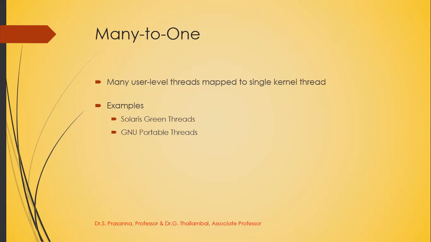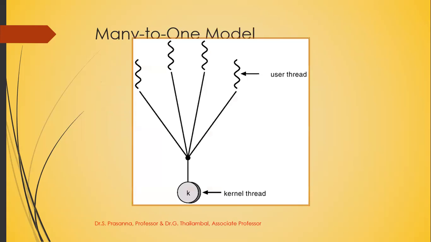What is many to one? Many user level threads are mapped to a single kernel thread. So whenever the user starts a program for execution, a thread is created and this user level thread will be connected to the kernel, because the operating system will also have a thread correspondingly for each process the user is executing. So that is the kernel thread. So many user level threads will be mapped to a single kernel thread. And some of the examples are Solaris green threads.